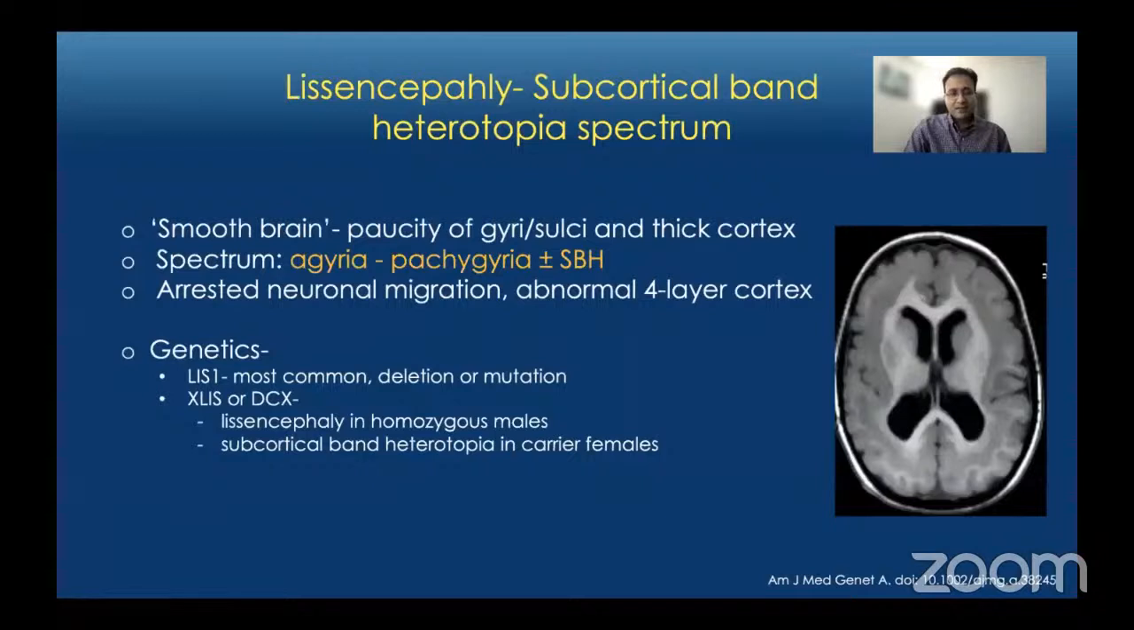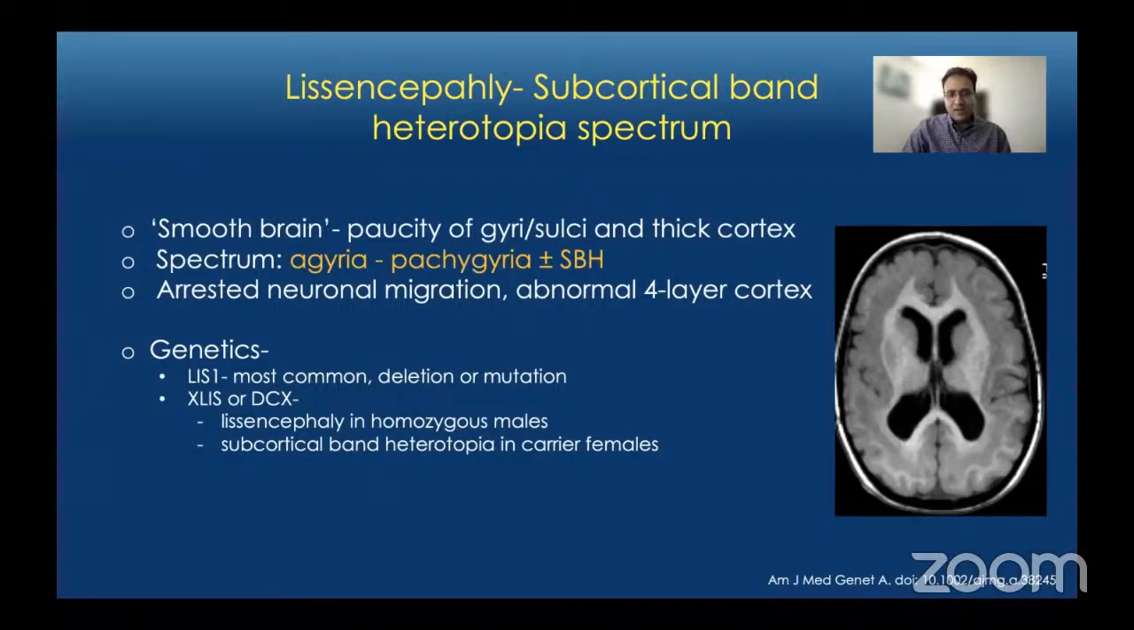Lissencephalies are characterized by smooth brain. There is paucity of gyri and sulci and associated thick cortex. It's on a spectrum. Agyria is the most severe form of lissencephaly, where there is absence of sulcation and the brain has a very smooth appearance with shallow sylvian fissures, giving it an hourglass appearance. The milder form is called pachygyria, where there is a decreased number of gyri which are abnormally broad, with shallow sulci. And pachygyria can be associated with subcortical band heterotopia.